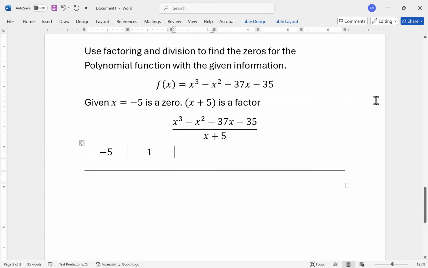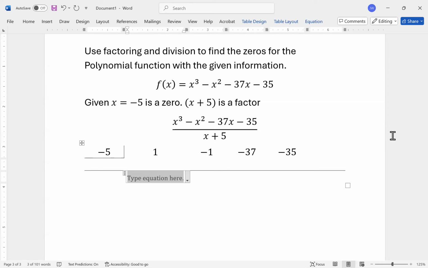So I put the negative 5 in this upper left-hand box, and then I put the coefficients of my cubic polynomial in the top line. That's going to be 1, negative 1, negative 37, and then negative 35. Now we're ready to go ahead and do the synthetic division.